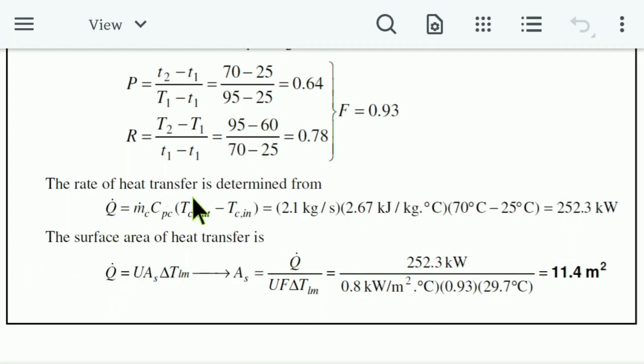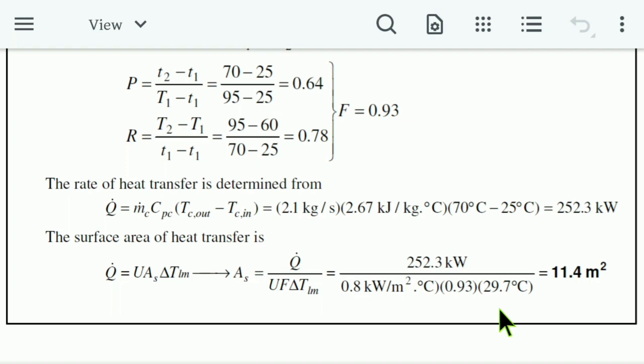The surface area of heat transfer is Q dot is equal to U As del T Lm. So As means Q dot divided by U del T Lm into F. So Q means 252.3 kilowatt, U means 0.8 kilowatt per meter square degree Celsius, F means 0.93 correction factor, and del T Lm or logarithmic mean temperature difference is 29.7 degrees Celsius. So the value of As is 11.4 meter square. This is the solution of number A, that means the LMTD method.